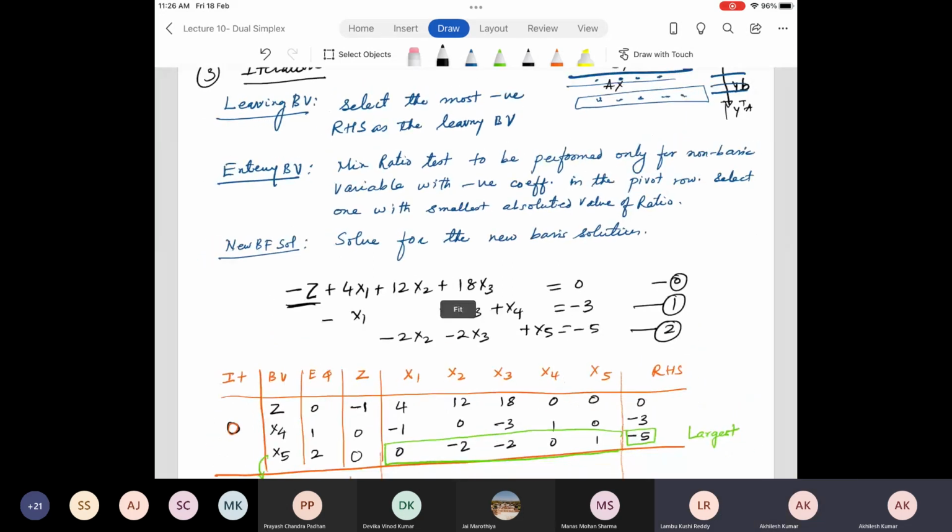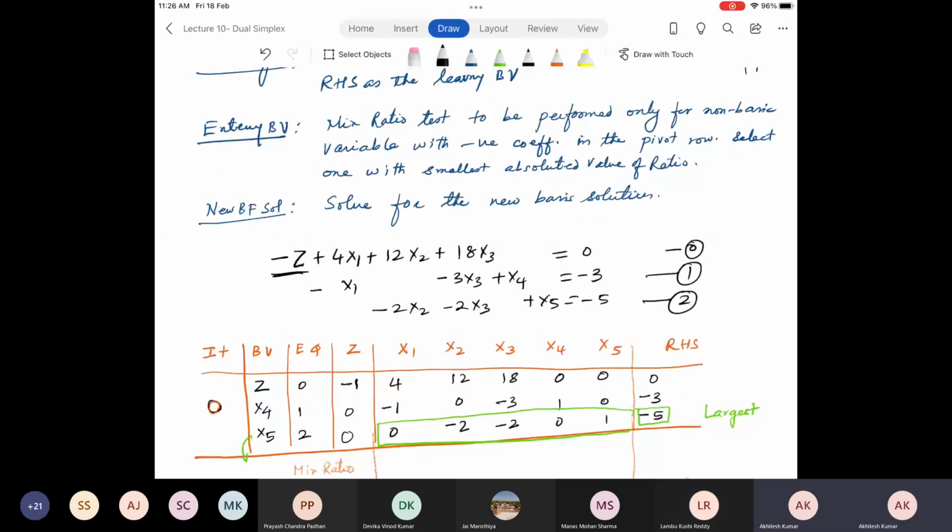Read the statement. Basic variables. Okay, very simple logic. The basic variables are already in the basis. Do we need to calculate any minimum ratio for them? Who can enter the basis? Basic variables or non-basic variables? Non-basic variables. So what does it say here? Only for the non-basic variables, right? And that too with negative coefficient.